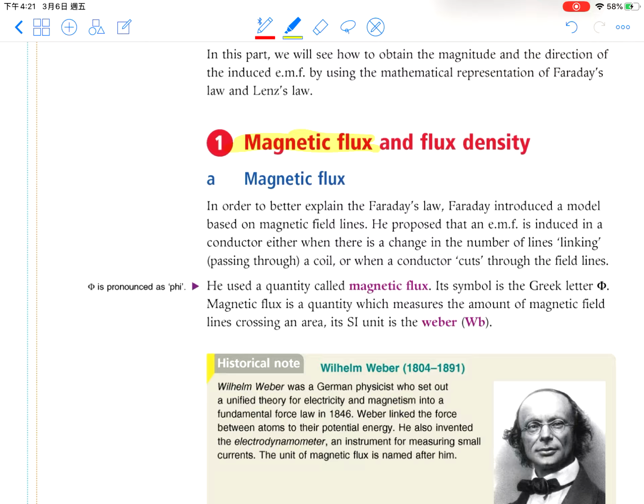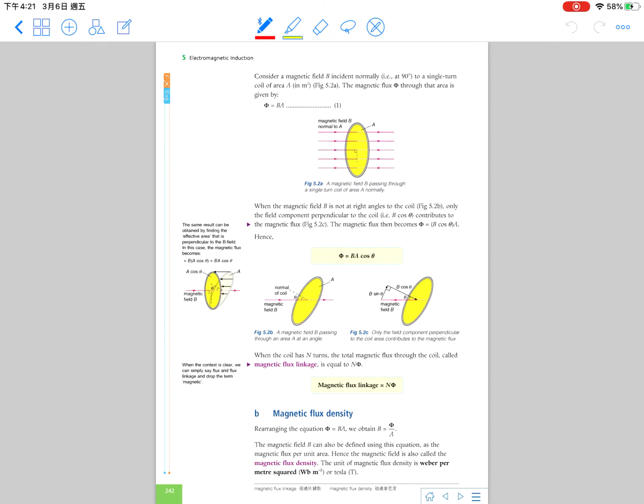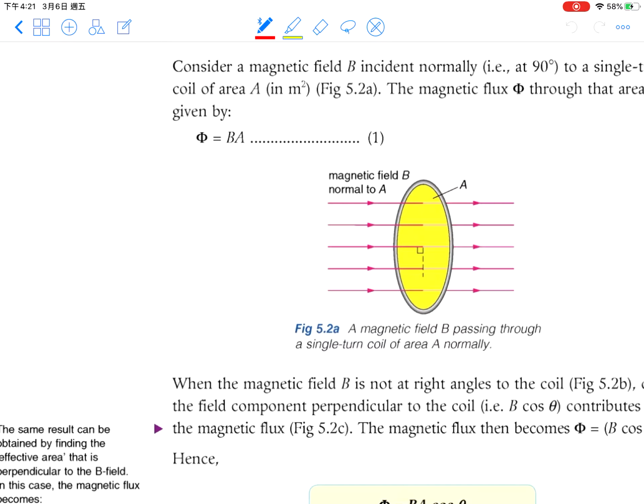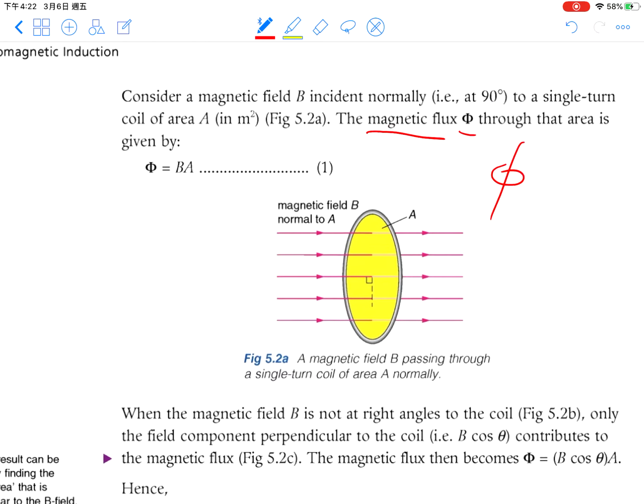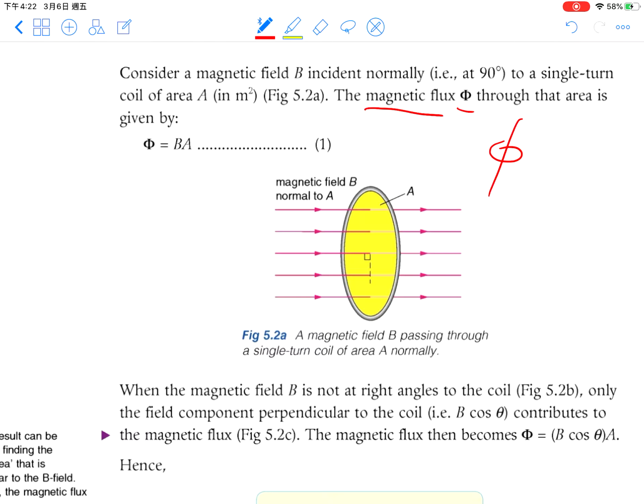Now we start with a term, magnetic flux first, and flux density. Okay, magnetic flux 磁通量. The unit for magnetic flux is Weber, Wb. Let's look at the definition. The magnetic flux, we use a symbol phi. Okay, we call this phi. Phi is defined as B times A.